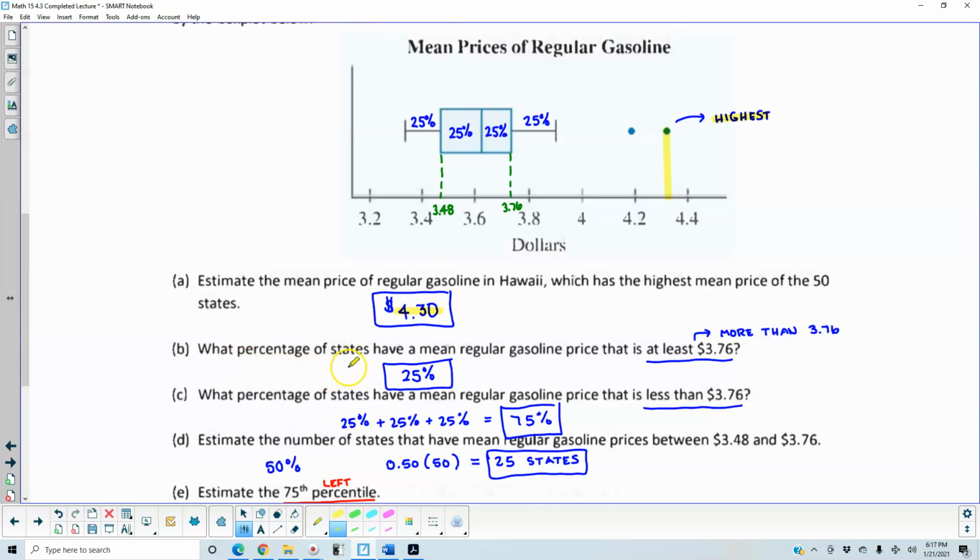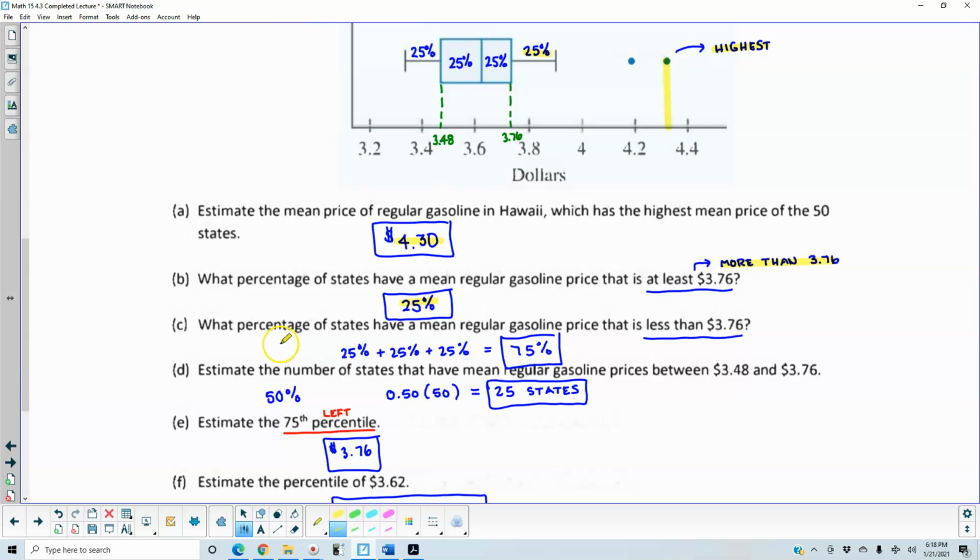Part B, what percentage of states have a mean regular gasoline price that is at least $3.76? And again, that is more than $3.76. Well, at this point here, this represents quartile 3, which is 3.76. So anything more than that is going to be 25% of the data, because from here to 3.76, since this is quartile 3, that represents 75% of the data, and everything above it is going to be 25%. So therefore, this 25% is the percentage of states where the mean regular gas price is at least $3.76.